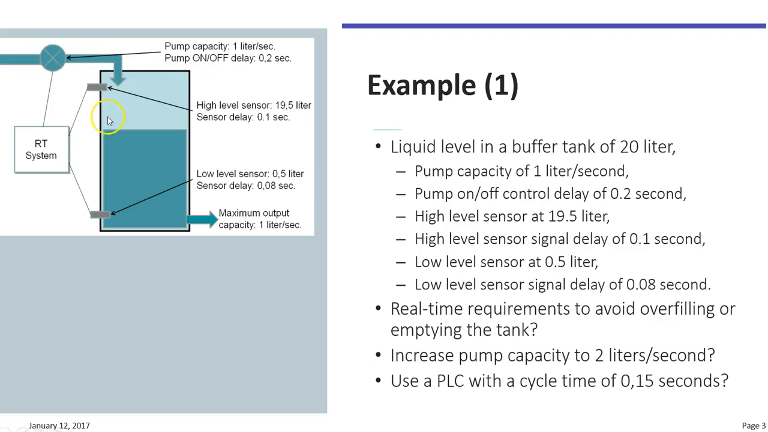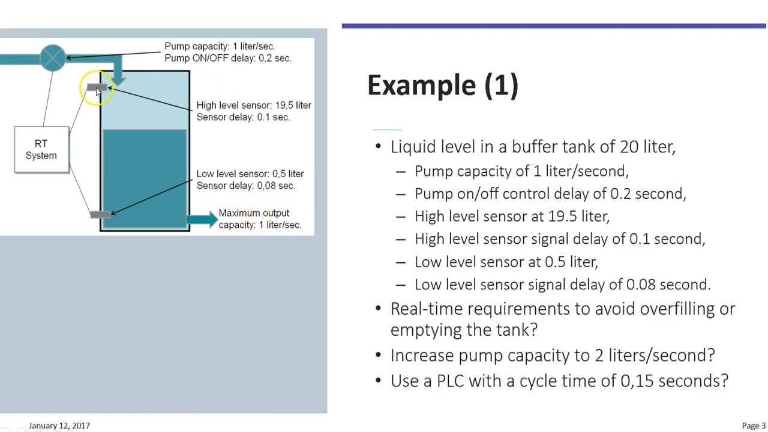We have input and output. The input is a pump with a capacity of 1 liter per second. You cannot change the speed. A buffer system is very often a cheap solution. So here you just have an on-off pump with 1 liter per second. The output can be anything between 0 and 1 liter per second. The maximum is 1 liter per second.